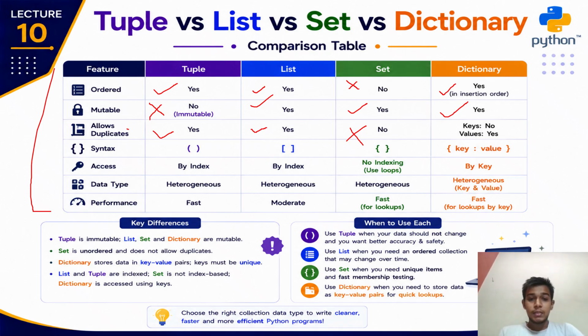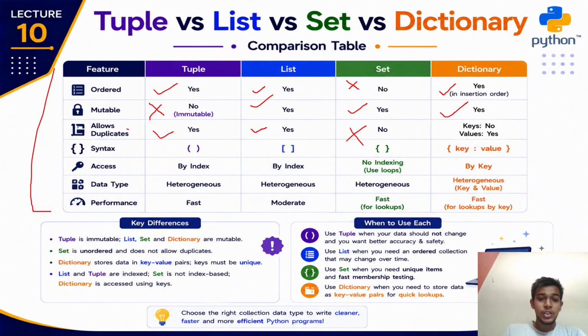Now let's quickly revise the important differences. Tuple is immutable while the other three are mutable. Set is unordered and removes duplicate values automatically. Dictionary stores information as key value pairs and every key must be unique, while values can be duplicated. List and tuple use indexing, whereas dictionary uses key and sets do not support indexing.